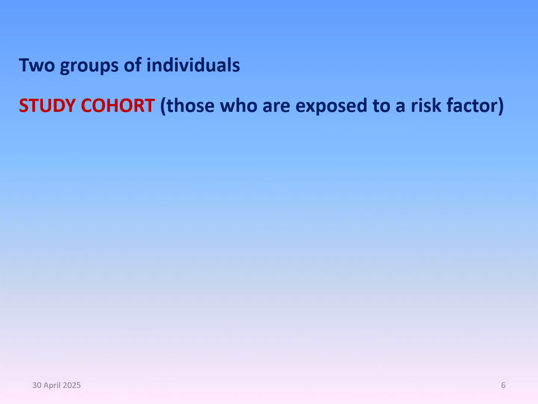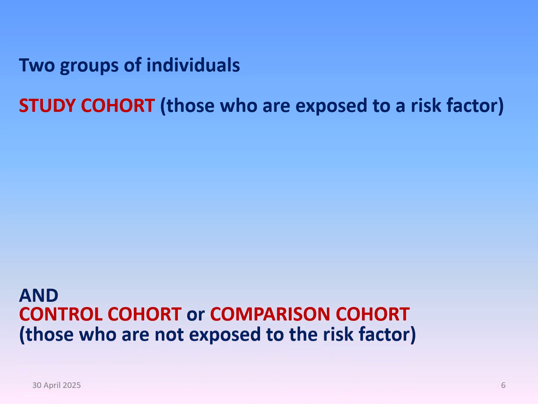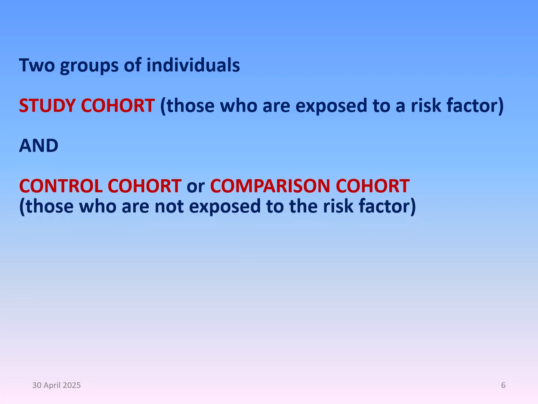Students, two groups of individuals are there in a cohort study. One is known as study cohort or exposure cohort, those who are exposed to a risk factor. Another is the control cohort or comparison cohort, those who are not exposed to the risk factor. They form the basis of the cohort study.